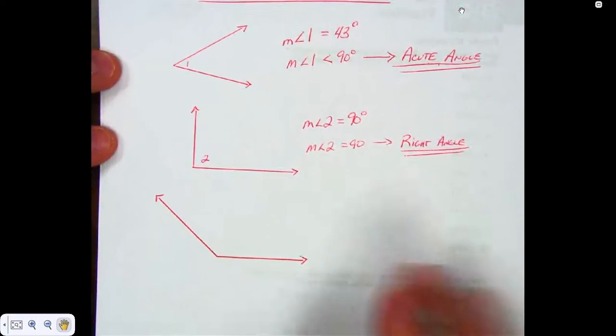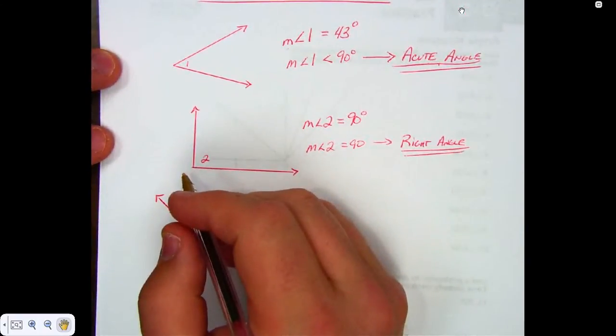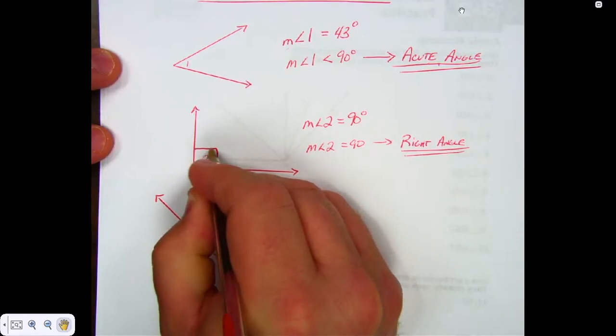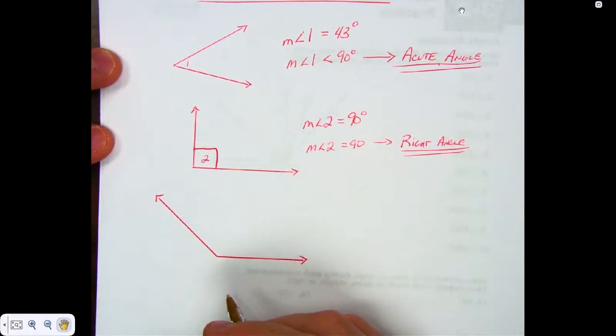Now, another thing, do you guys know what they put on right angles lots of times in pictures? A square. They put a little square in the corner, kind of finish a square out of it. Okay?